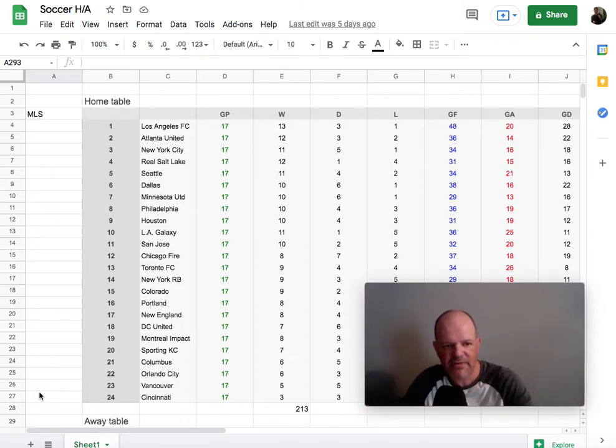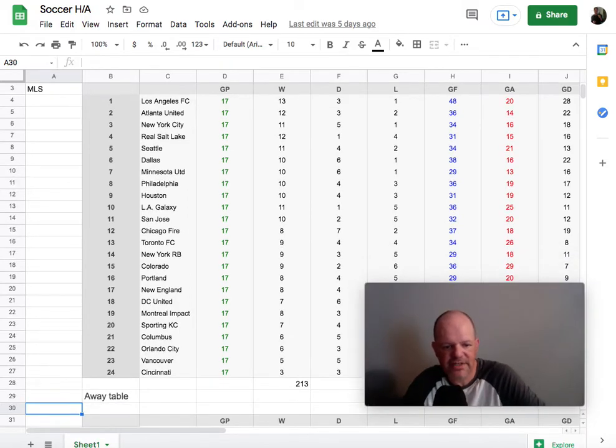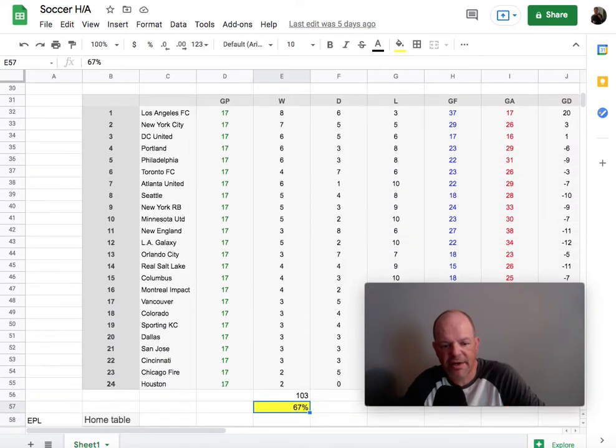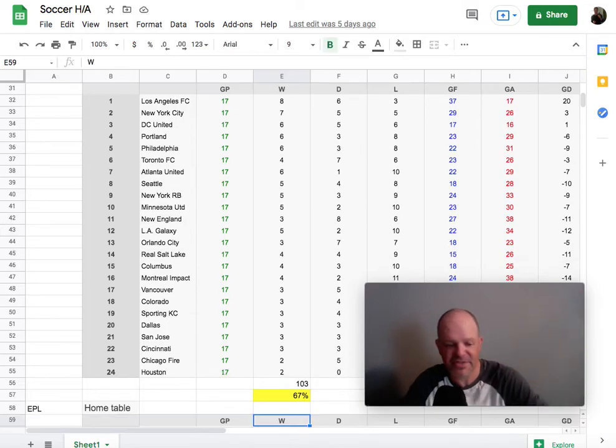So MLS, this is their home table for the 2019-2020 season. The first table you're looking at, we'll just go through these individually. MLS, 213 wins at home. The away team won 103 times. That's a 67% home win percentage for MLS. Guys, that's huge. That's even way beyond 50%.